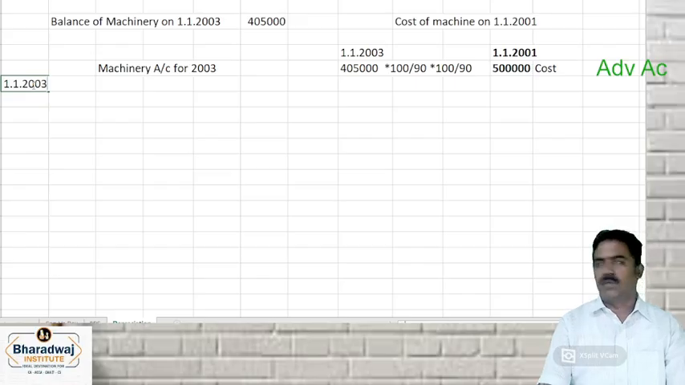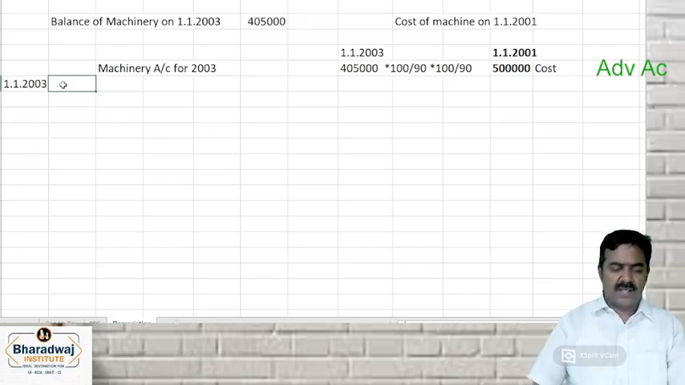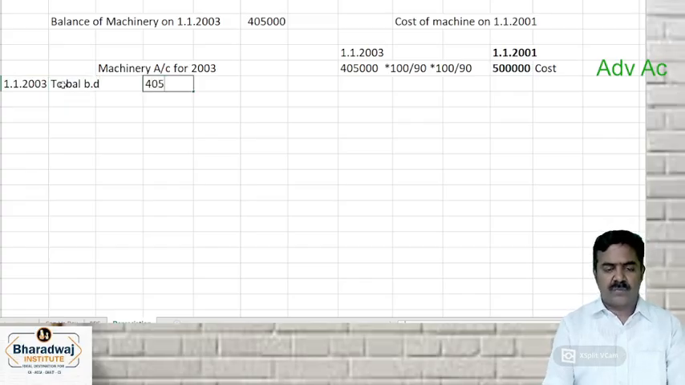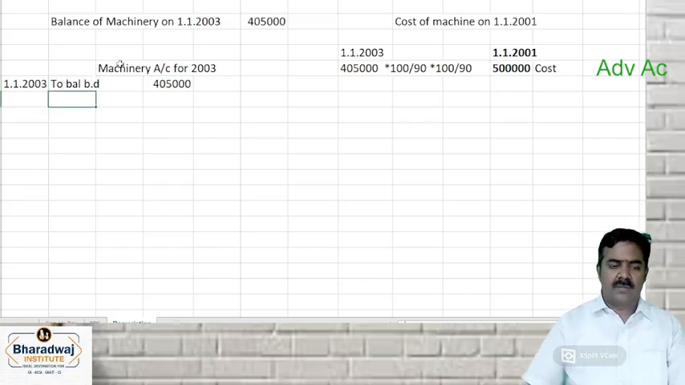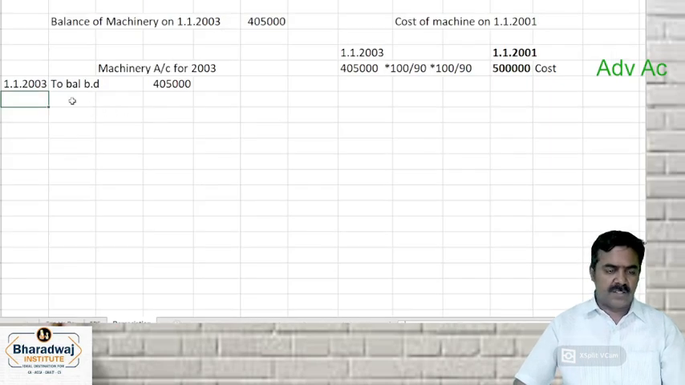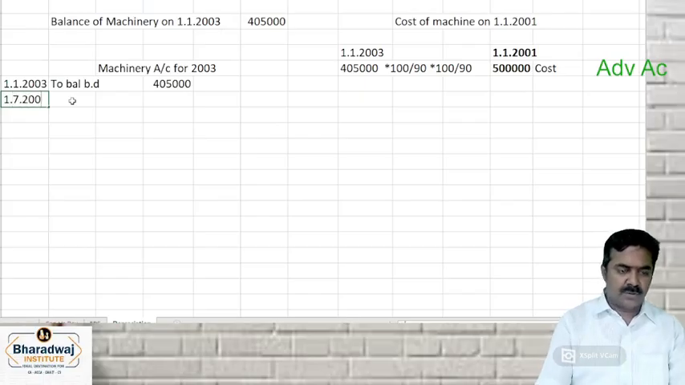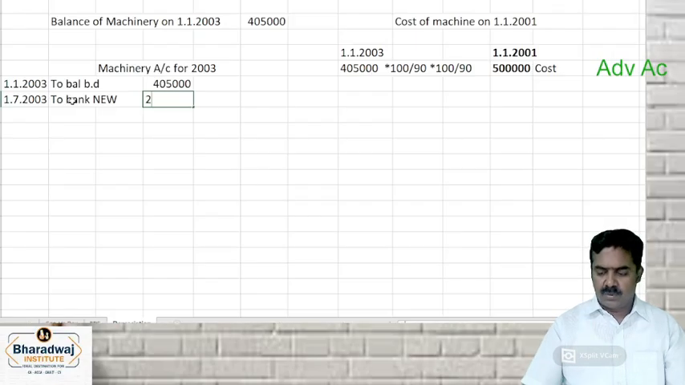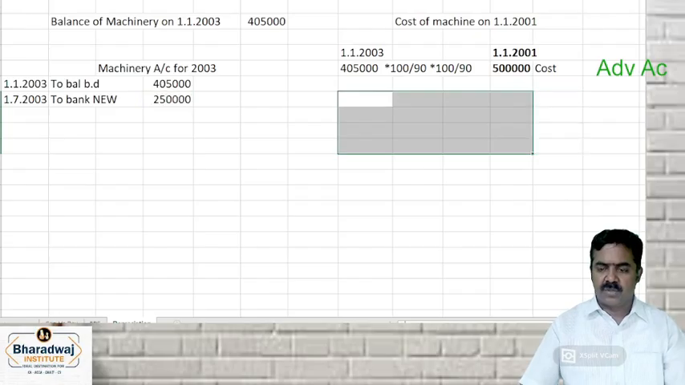1/1/2003 appo what is the balance brought down? 4,05,000. Okay. Then we are buying a new machine. ஒரு new machine வேற purchase பண்ணிருக்கோம். 1st July 2003 to bank. New machine purchase பண்ணிருக்கீங்க. எவ்வளவு purchase பண்ணிருக்கீங்க? 2,50,000 க்கு purchase பண்ணிருக்கீங்க. Then one machine was sold.